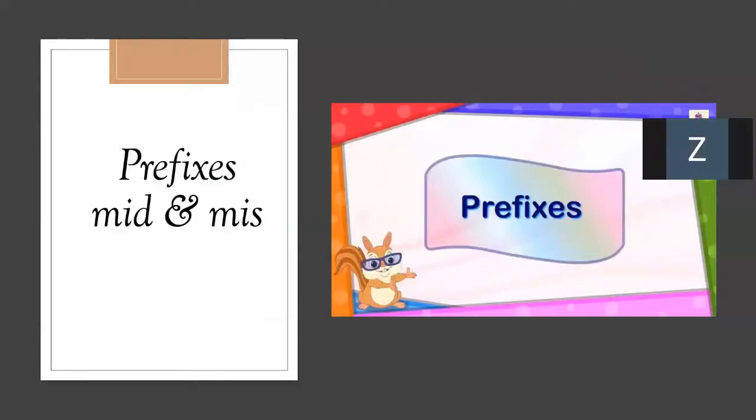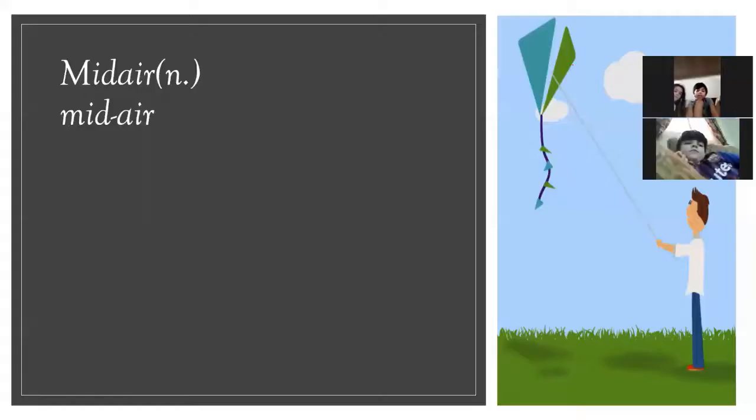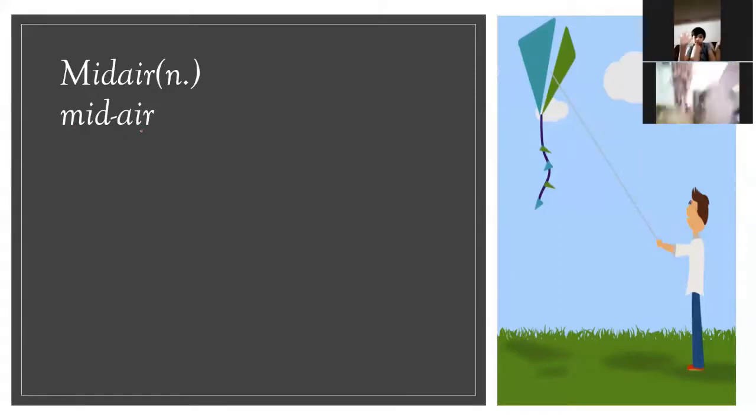Here are our prefixes for today. The first word is what, Khaled? Mid-air. Mid-air, excellent. Mid-air means what? In the middle of the air. The first word here has the prefix mid. Mid means in the middle. And the root word, or the base word, is air. So the word altogether is mid-air and it's a noun, okay? Mid-air means in the middle of the air.